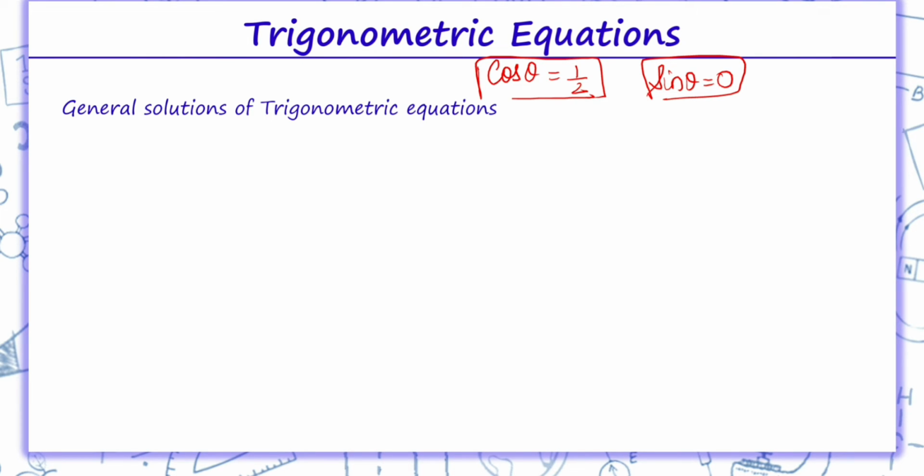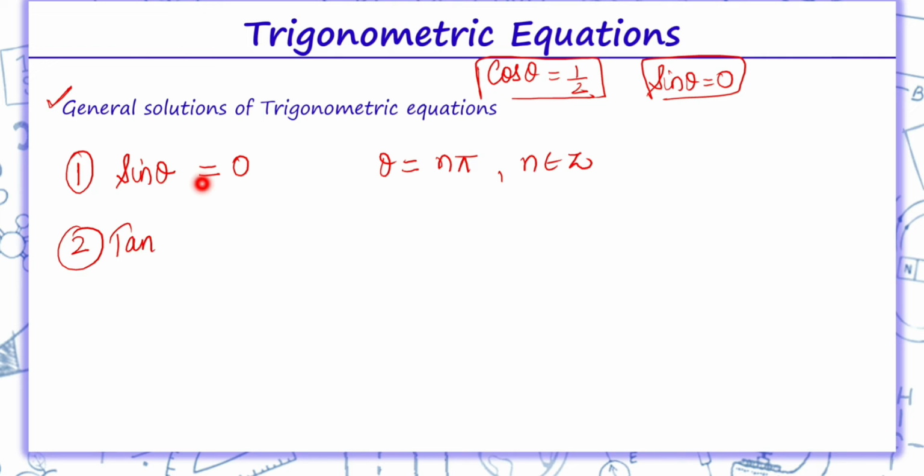So for finding solution of trigonometric equation, we have the general solution. Let's suppose I am provided with sin theta equals 0. So the general solution of sin theta equals 0 is given by theta is equals to n pi, where n belongs to Z. So these are certain things which we have to learn. Second, we have, let's suppose tan theta equals 0. So over here the general solution is given by theta equals n pi, where n belongs to Z.